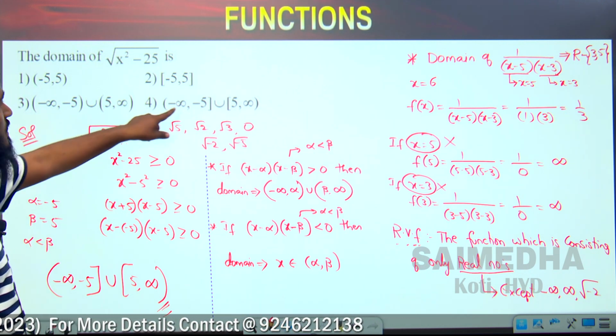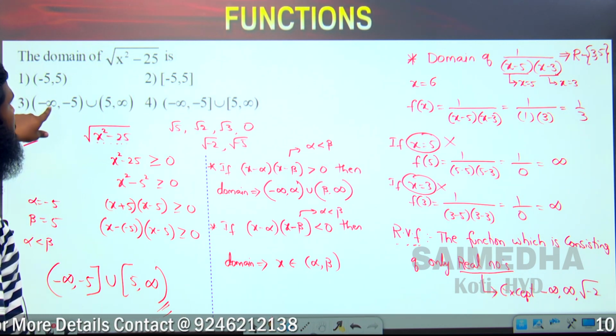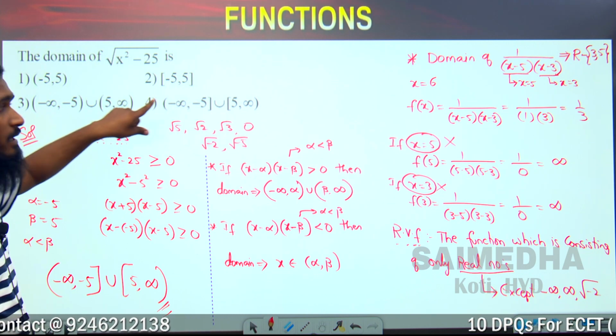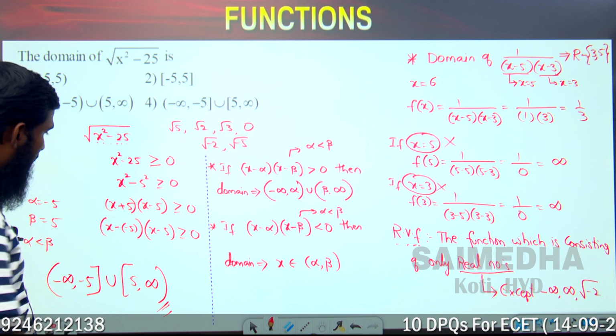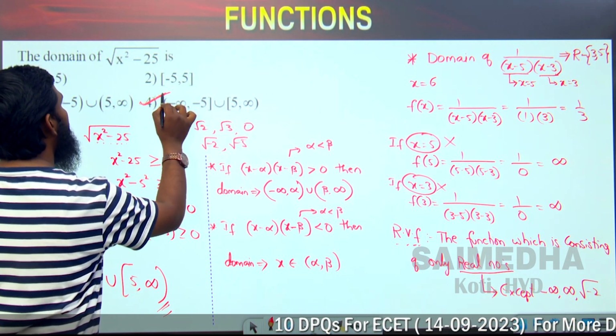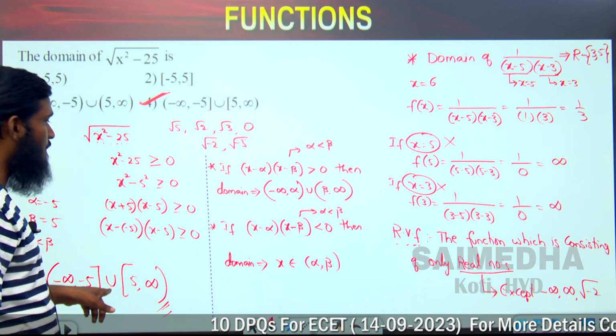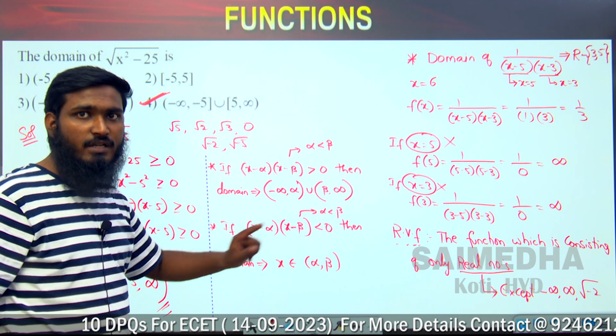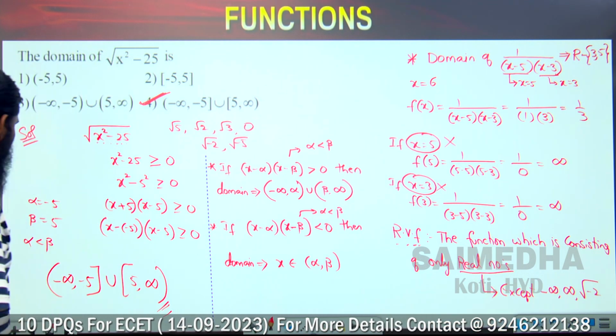See this option and this option are mostly the same: minus infinity, minus 5, minus infinity, minus 5, 5 comma infinity, 5 comma infinity, but the brackets are given differently. So as per our answer, option 4 is correct: minus infinity comma minus 5 union 5 comma plus infinity. If it was less than, we would have to apply the other condition. Understood? Now let us go for the next question.